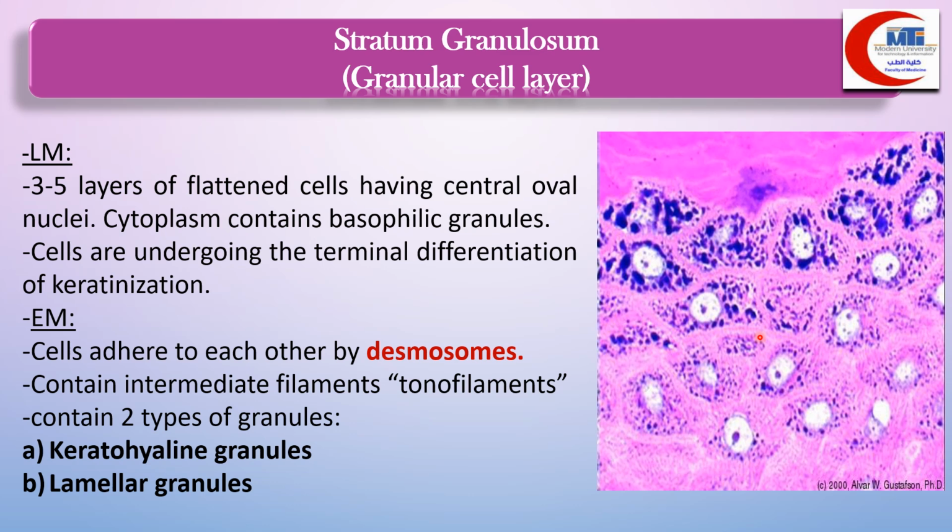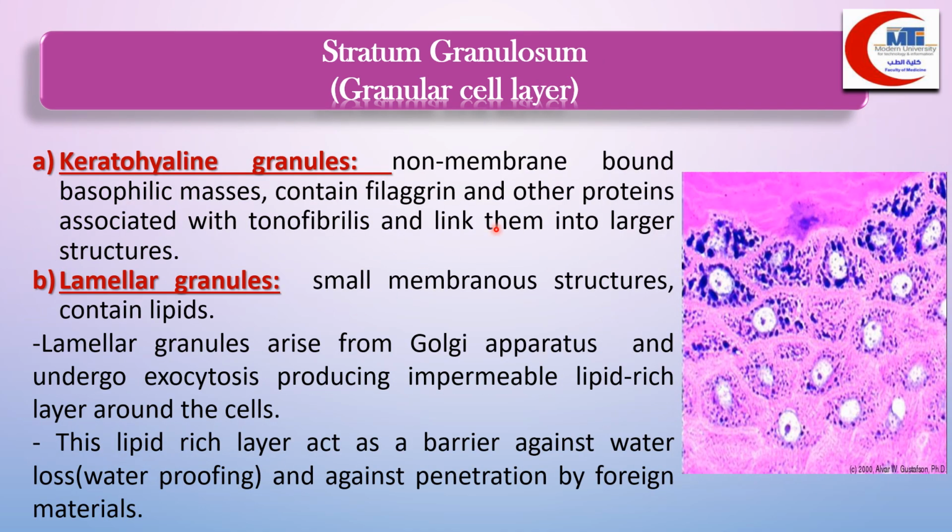By electron microscope, the cells adhere to each other by desmosomes and contain the intermediate filaments, tonofilaments, and two types of granules, keratohyaline granules and lamellar granules. The keratohyaline granules are non-membrane bounded basophilic masses, contain proteins associated with tonofibrils and link them into larger structures.